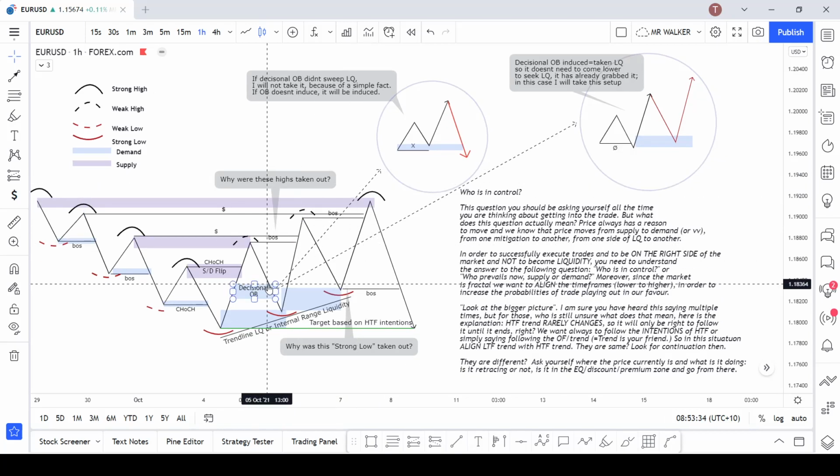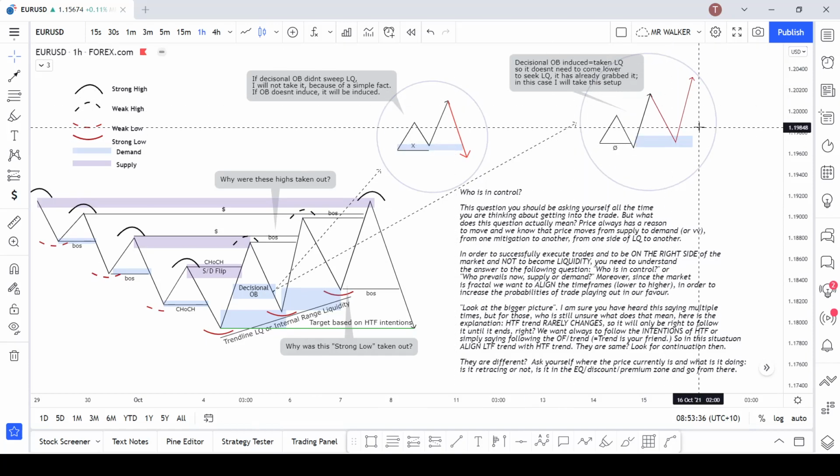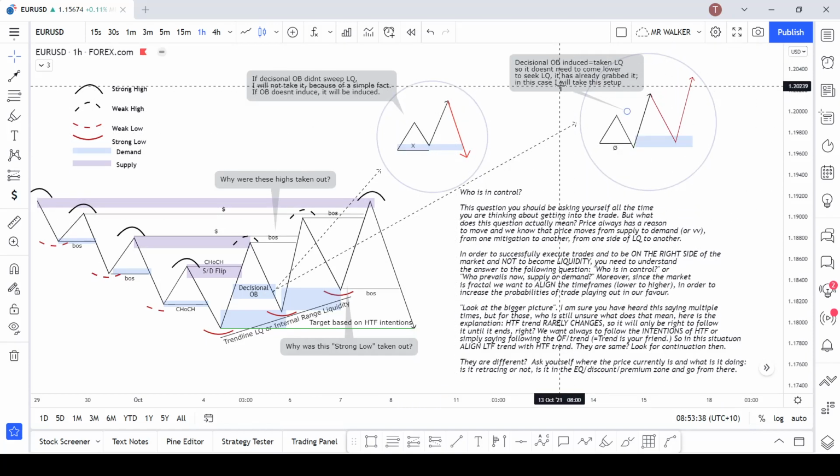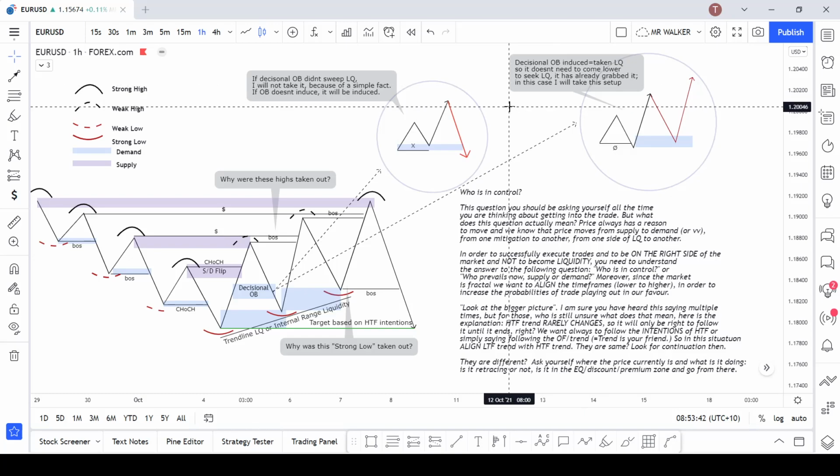But in this case, the second case, I will take the setup from the decisional order block. The decisional order block induced, which means that it has taken the liquidity. So it doesn't need to come lower to take the liquidity because it has already grabbed it. In this case, I will take this setup. Okay.